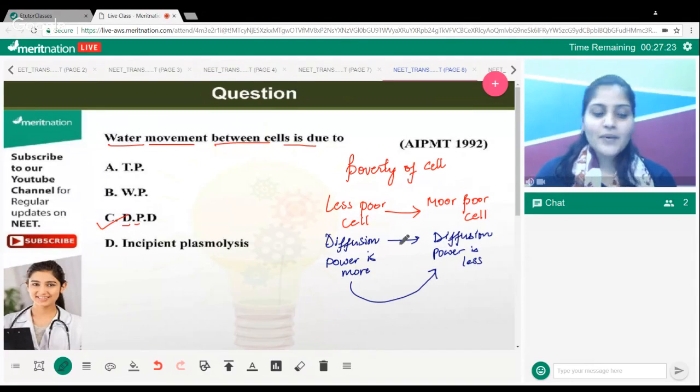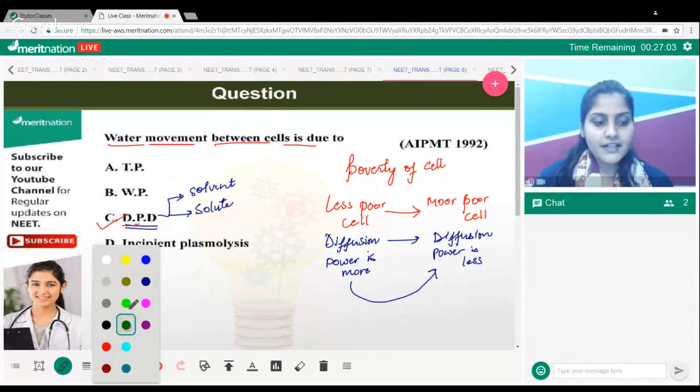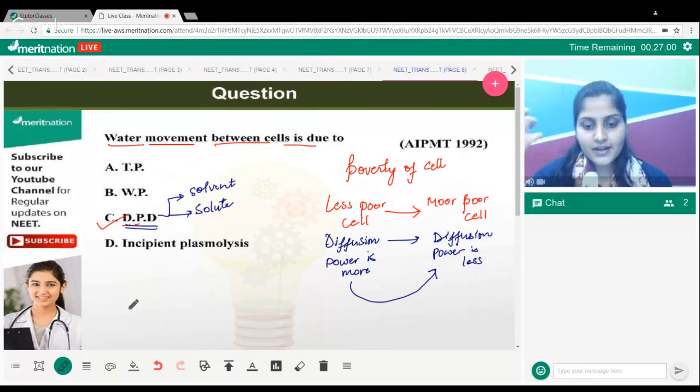Okay, WP is water potential, which is determined by water alone. But when you count DPD, you are considering both: the solvent, that is your water, and the solute as well. That is why it is a wholesome package, right? So I guess this is clear to you. This concept is getting somewhere near your brain. Try to absorb it. Try to imbibe the water. Okay, or not water, the concept.